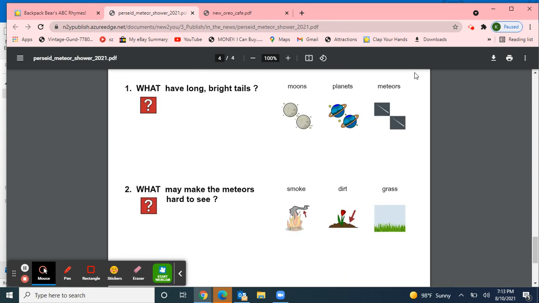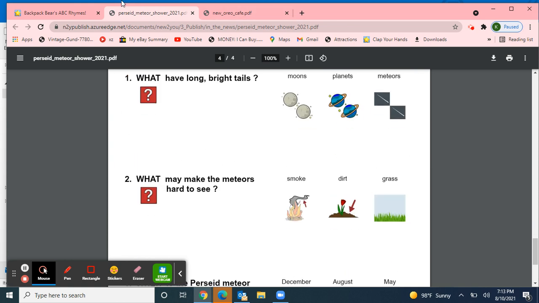I would. Now for our review page. Number one. Well, what have long, bright tails? Moons, planets, or meteors? Meteors have long, bright tails. Good job. Number two. What may make the meteors hard to see this year? Smoke, dirt, or grass? This year, smoke in the sky might make the meteors a little bit harder to see.